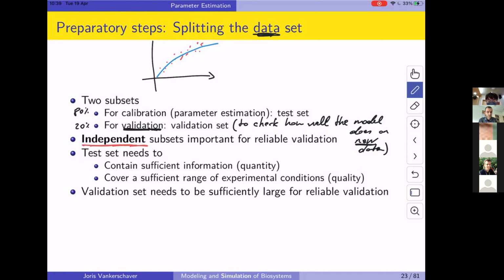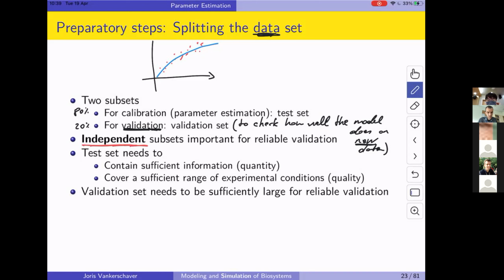And likewise, the calibration data set needs to be broad, needs to have enough information to actually fit your data well.